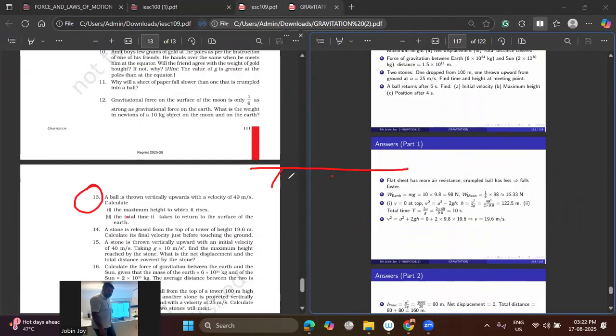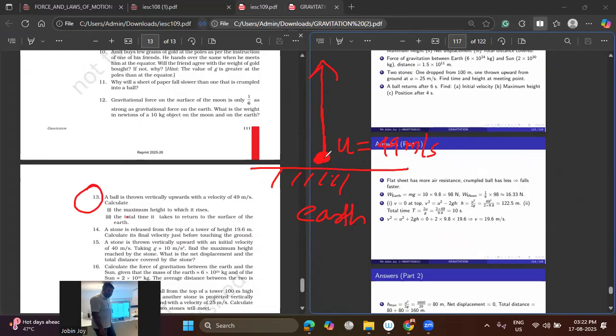So this is the Earth, and here I am throwing a ball. A ball is thrown vertically upwards. To throw a ball, we need a velocity, right? That means initial velocity. So the initial velocity is equal to 49 meter per second. So I'm throwing a ball vertically upwards with an initial velocity of 49 meter per second.